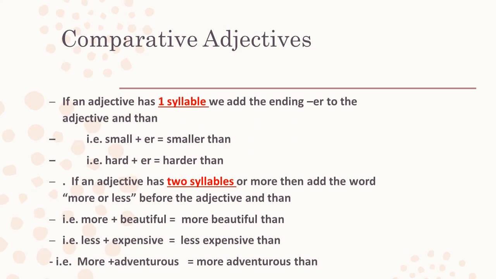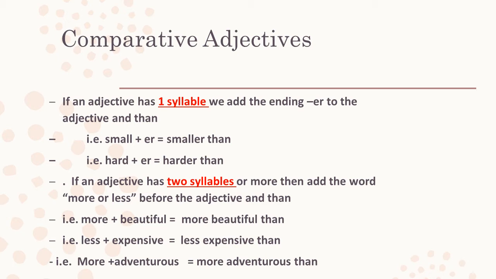Okay, how to form it? We add er to the adjectives that have one syllable only. Like when I say small, it's going to be smaller, hard, harder. And after the adjective, we add the word than. Like when I say my sister is smaller than me.